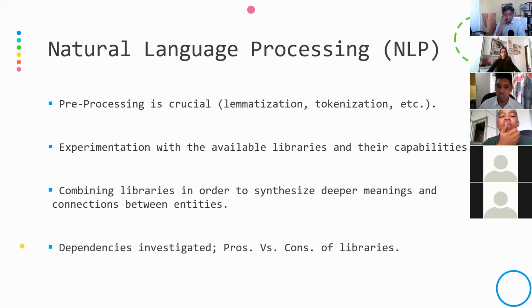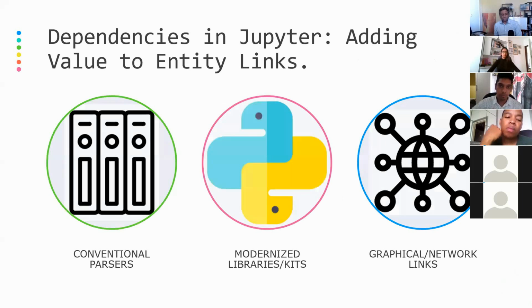So there were some dependencies investigated, like I said, and I have a few pros and cons of the libraries as I work through them. Just to outline how I've worked on things and to take you through my thought process, there are these conventional parsers and parsing systems which are available in Jupyter and Python. Examples are the Natural Language Toolkit and so on. So I first worked with that, and then I looked at a bit more modernized libraries and kits, for example spaCy and the tools that are provided therein. And thereafter, the combination of all this really comes in when you look at concept maps and graphical networks and links, which is where I currently am at.